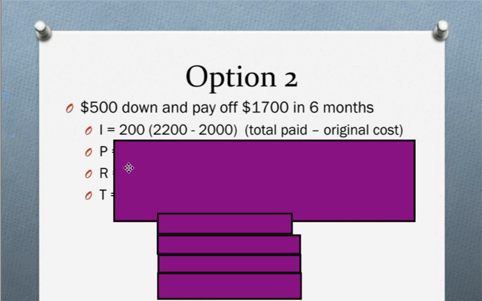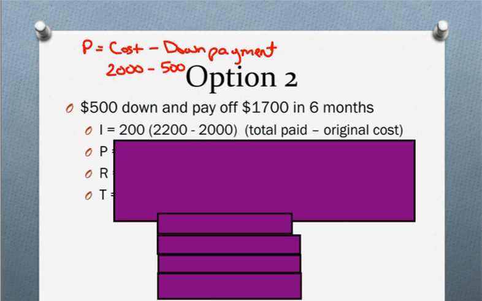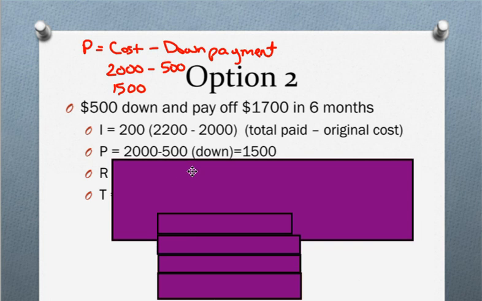Now for the principal, and this is really what people struggle with, but you got to think about this. The bike cost, so our principal is equal to the cost minus the down payment. Down payment means like how much are you giving them right now? So the cost of the bike is $2,000, and he's giving them $500 right now. That means that our principal, the amount of money we're technically borrowing from the bike shop, is $1,500.